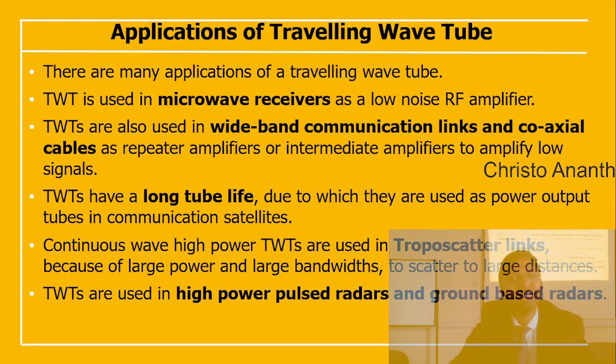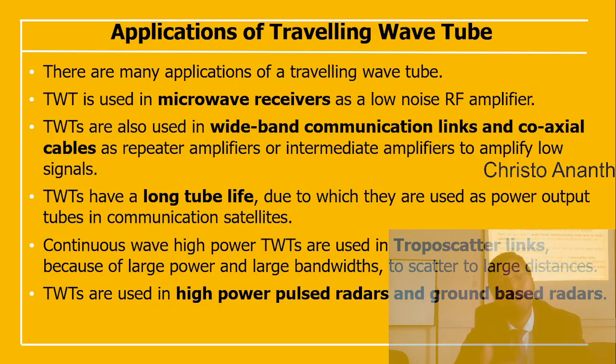So there are many applications of the TWT, traveling wave tube. You can use it in microwave receivers as a low noise RF amplifier, and in wideband communication links and coaxial cables, as a repeater amplifier or intermediate amplifier in order to amplify lower signals. Generally, a traveling wave tube has a longer tube life, so that's the reason it can be used as the power output tube in communication satellites.